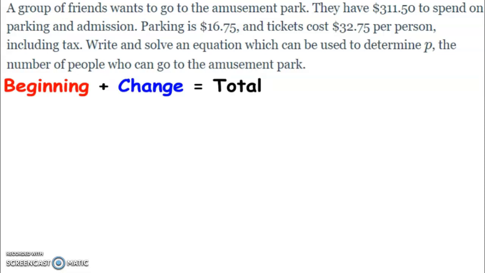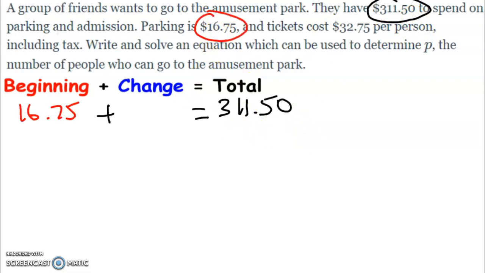So for the beginning, you start off, you've got to pay the parking, $16.75. So that's the beginning. But this first number here is the total. That $311.50 is the total amount. The next number, $16.75, is what you begin with, and then the $32.75 per person. We don't know the total of that, because we don't know how many people. Once we know how many people, we can multiply that toward the total. So that's the part that changes. So I put 32.75, and again I put x instead of P there.